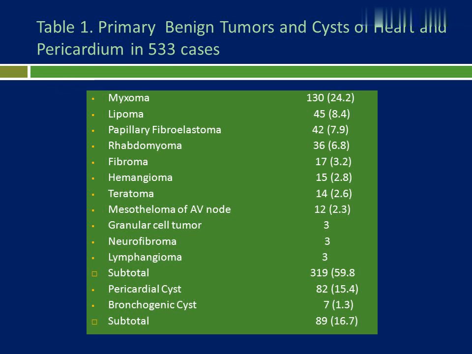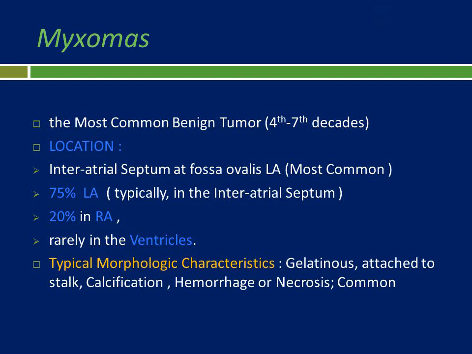Granular cell tumor 3. Neurofibroma 3. Lymphangioma 3. Subtotal 319, 59.8%. Pericardial cyst 82, 15.4%. Bronchogenic cyst 7, 1.3%. Subtotal 89, 16.7%. Myxoma is the most common benign tumor, in the 4th to 7th decades.